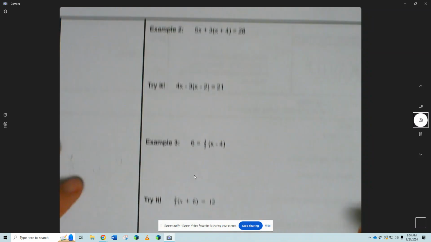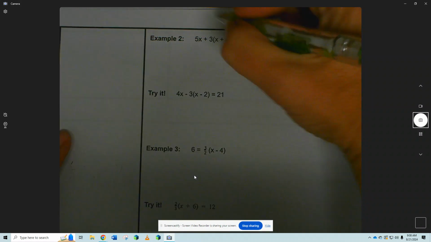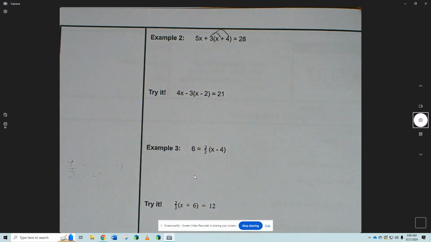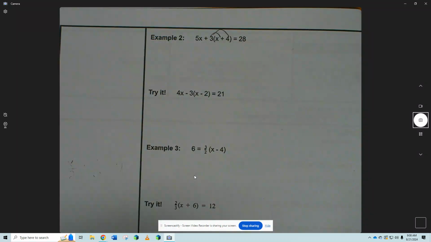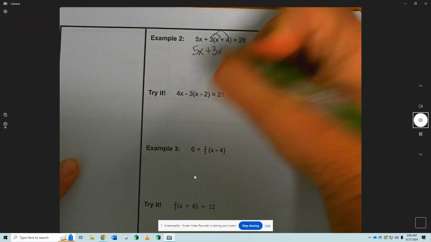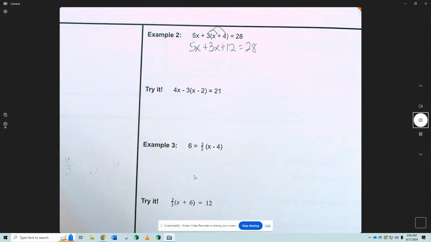All right. Turn it to example 2. All right, you have a parentheses. You need to distribute. This 3, please distribute that first. Because then I have to keep the 5x. That stays in front. But now, 3 times x, 3x. And then 3 times 4. Okay?